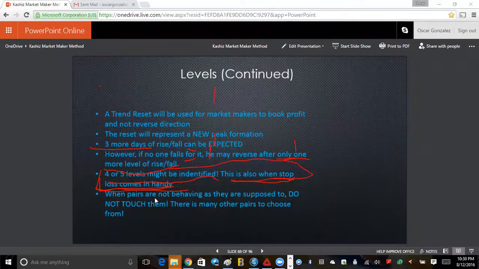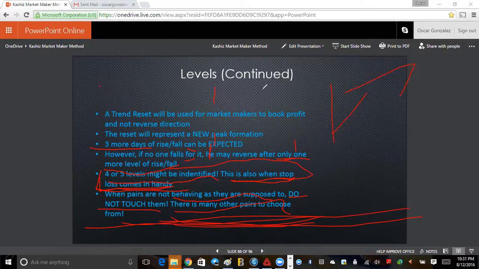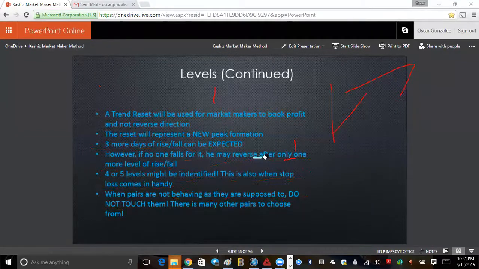But yes, when pairs are not behaving as they are supposed to, this is very important, guys. Do not touch them. There are many other pairs to choose from. Trust me, there are. GU has been dropping for like 50 days. Don't touch GU, period. EJ has been rising for 8 days. Do not touch it. There are other opportunities. There are other pairs to look for, guys. Don't stick to one pair. However, you do have to master a pair first, but this is when you start thinking, I can't just stick to one, I should start trying to learn others. It's better to have a diverse set of options.